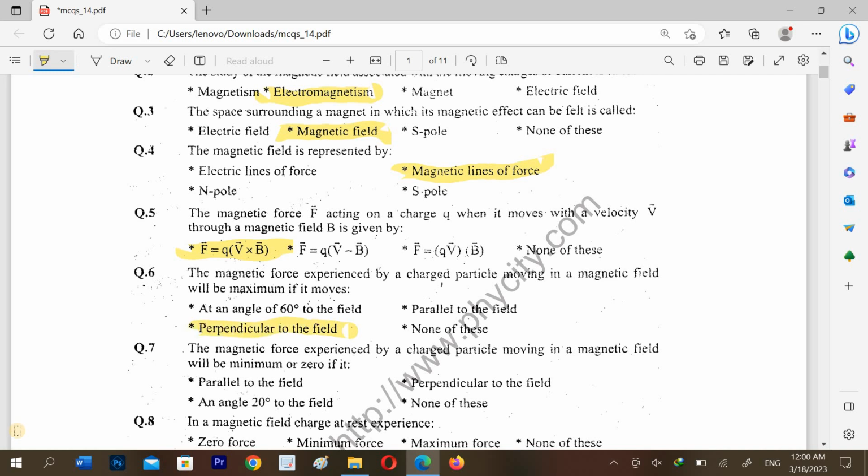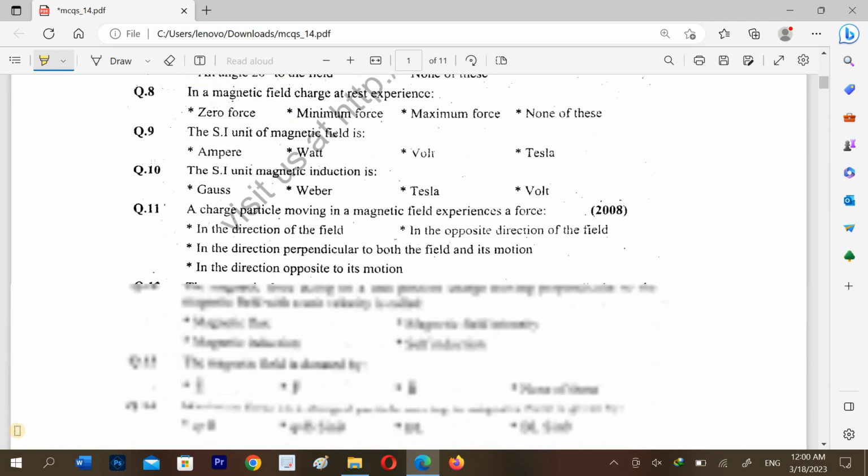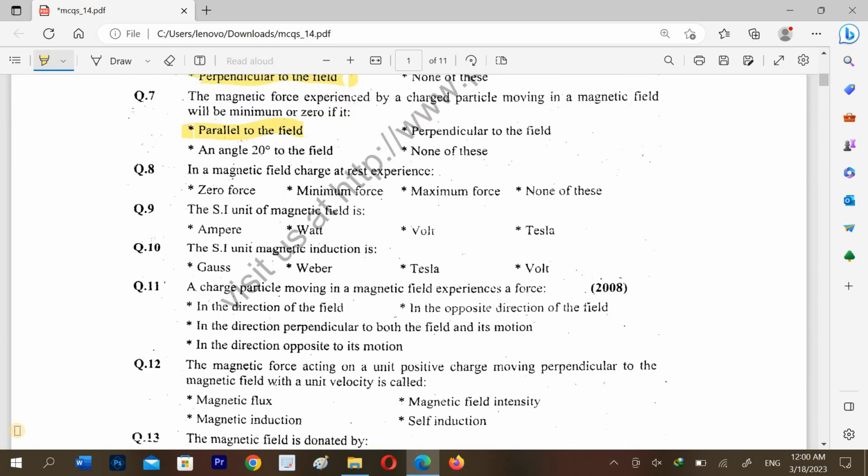The magnetic force experienced by a charged particle moving in a magnetic field will be minimum or zero if it's parallel to the field. In a magnetic field, a charge at rest experiences zero force. The SI unit of magnetic field is Tesla.